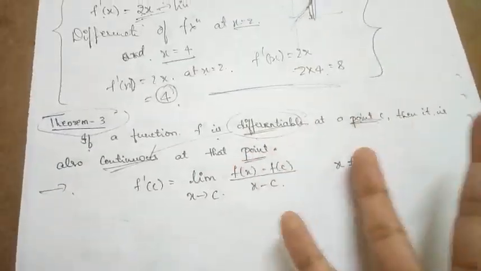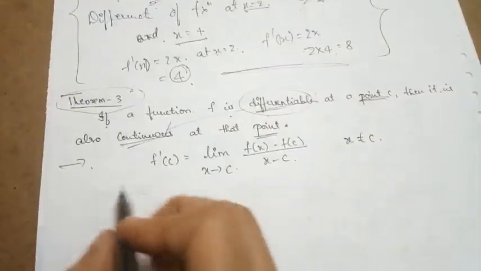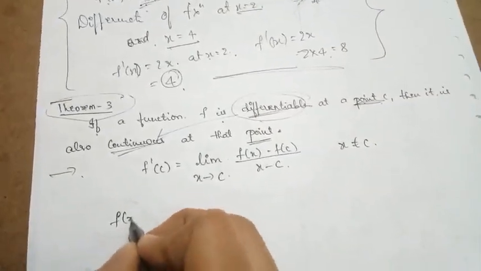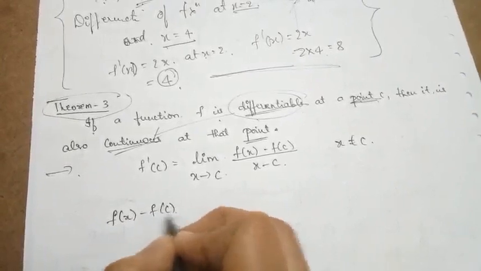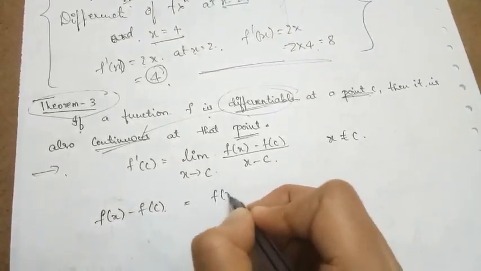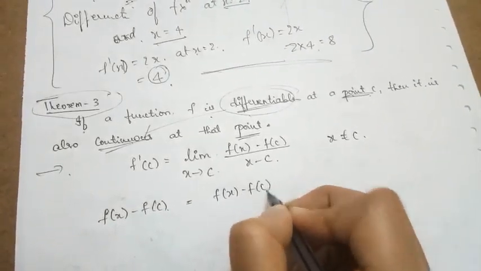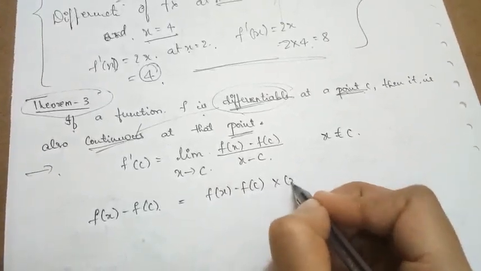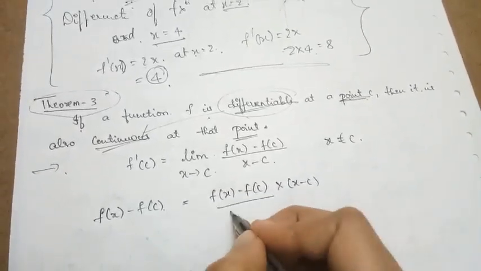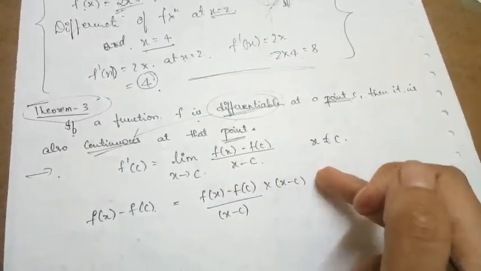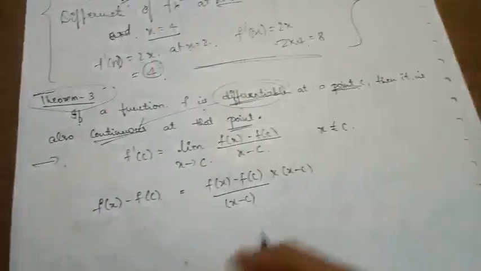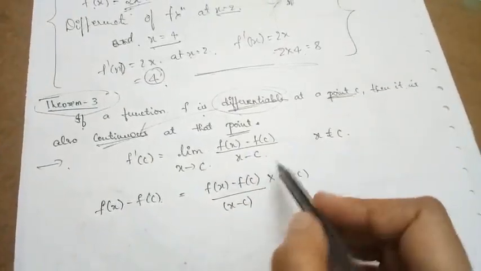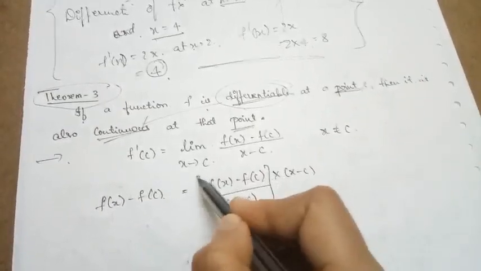Here we are considering x not equal to 0. So I will consider now f of x minus f of C. How can I write f of x minus f of C without affecting anything? I will multiply by x minus C as well as divide by x minus C. When I multiply and divide by the same number, there is no change in the given thing. So I have done this and grouped like this.